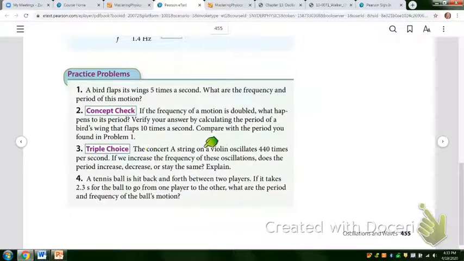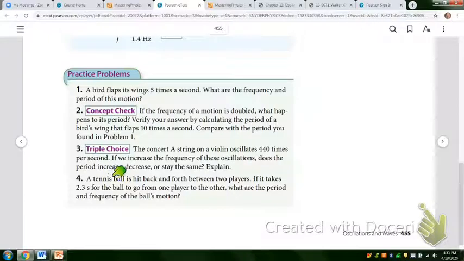The concert A string on a violin oscillates 440 times per second. If we increase the frequency of these oscillations, what does that do? Does the period increase, decrease, or stay the same? So remember, period and frequency are inverses of each other. As one goes up, the other one goes down. So if you're going to increase frequency, then that's going to decrease the period always. They're always inverse relationships of each other. The amplitude is the only thing that doesn't change the frequency or the period.